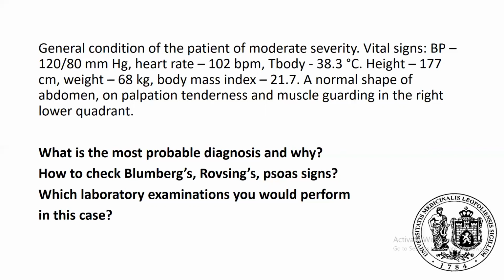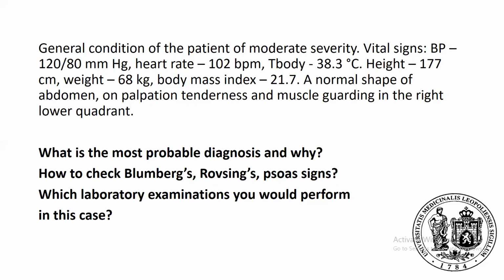As I mentioned previously, most probably the patient has acute appendicitis. Why do I think so? Because the patient has pain in the right lower quadrant. This pain started in the epigastric region and migrated to the right lower quadrant. The patient had one-time vomiting. The patient has fever. On physical findings, we see that he has tenderness and muscle guarding in the right lower quadrant. He has tachycardia, which is telling us about the inflammation. Next question: how to check Blumberg sign, Rovsing sign, Psoas sign.